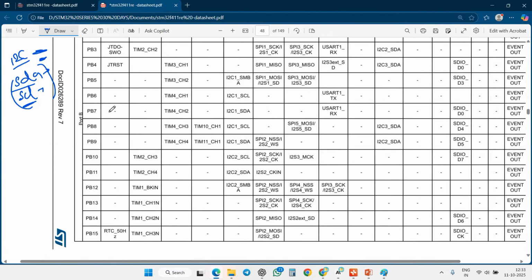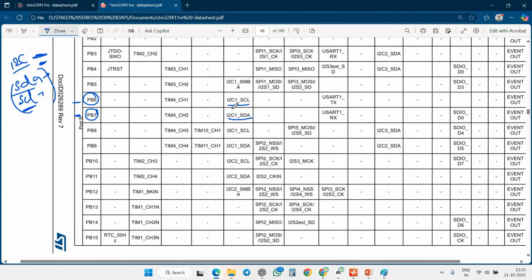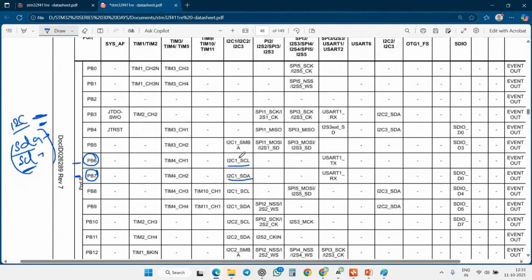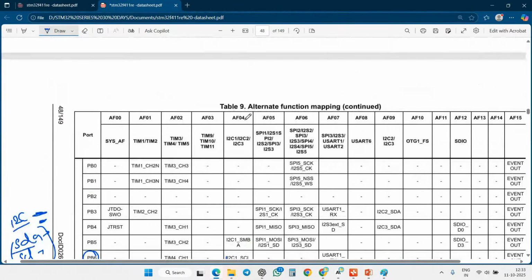So, for example, I've used the pins PB6 and PB7, because I definitely need to use two pins to connect. One is SCL and the other is SDA. This time I need to connect with my microcontroller, so you should map these values because I'm using different pins. You should map the values.